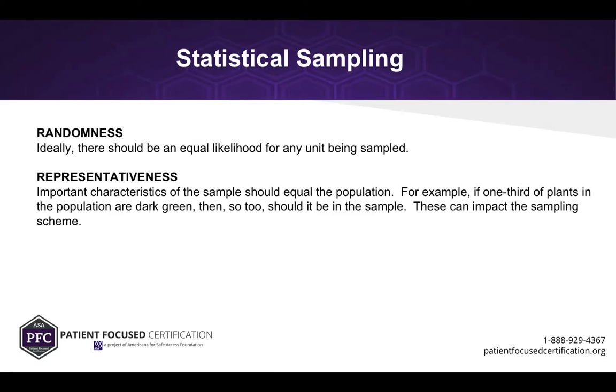Randomness. Ideally, there should be an equal likelihood for any unit being sampled. So did you pull a half-gram sample from 10 pounds of bud? Maybe you want to pull something different because we all know the variation.